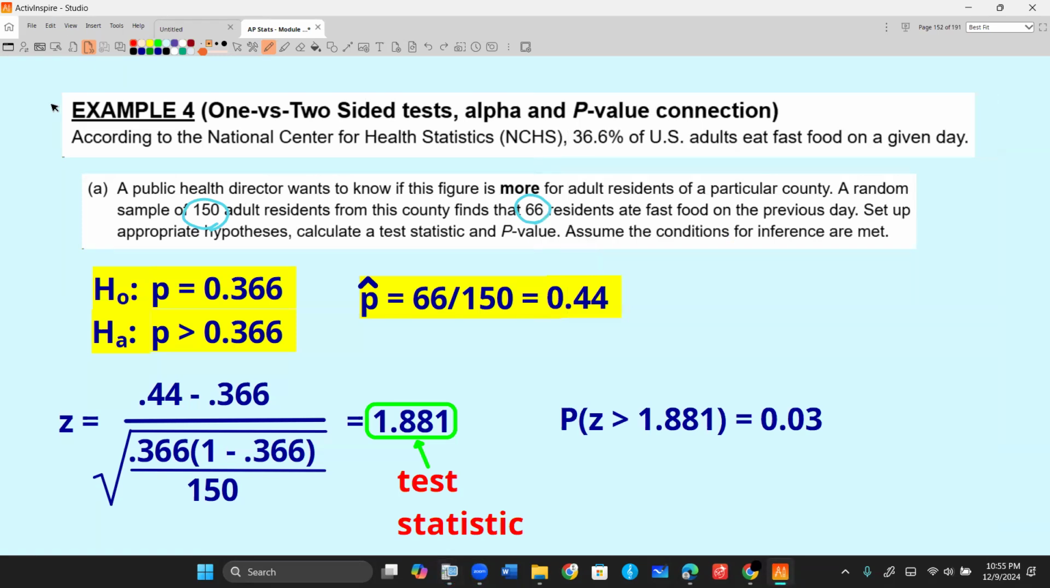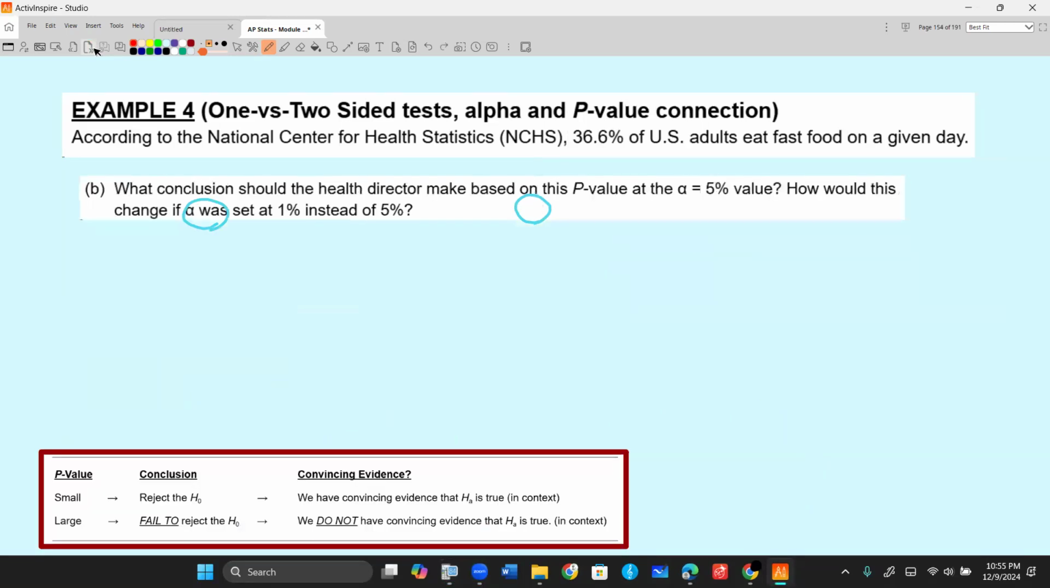You don't have to show work for that. This assumes that you know how to use table A or your normalcdf for z-scores. So you write the probability z is greater than 1.881 is equal to 0.03. That's your p-value. Now it says assume the conditions are met. We don't have to check those here, so we're off the hook. Let's go to part B.